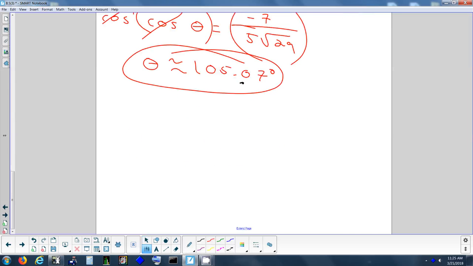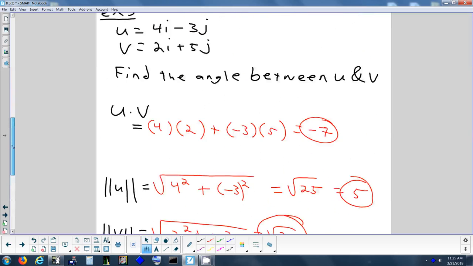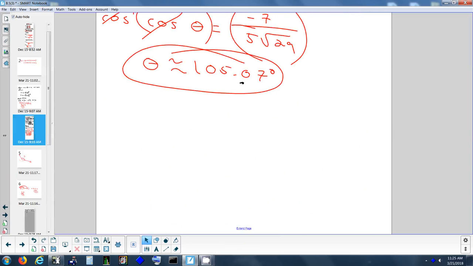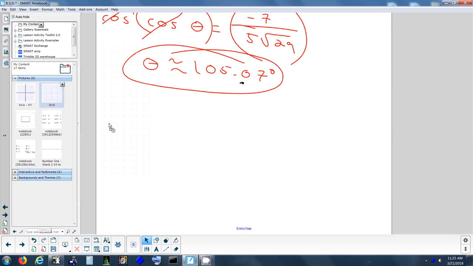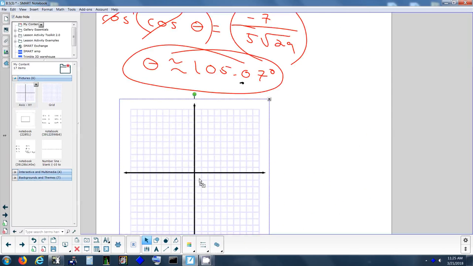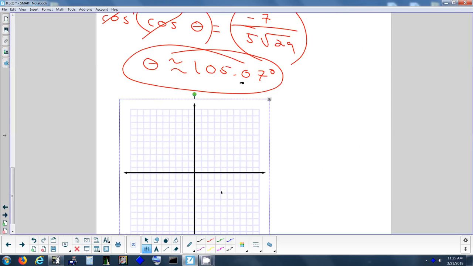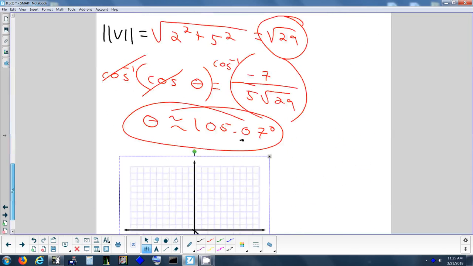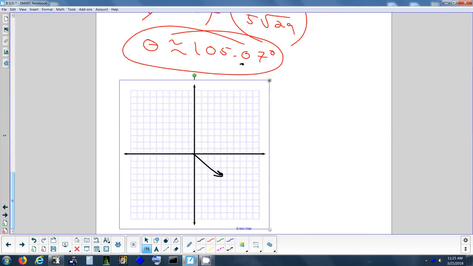Let me sketch the two vectors and see if that looks reasonable. So we've got the vector 4, negative 3. This one. So right 4, down 3. Okay, so roughly, pretty close. And then the other vector was 2, 5. The angle that we just found is right there. And I would say it does look a little bit bigger than 90, not too big. So 105 seems reasonable.